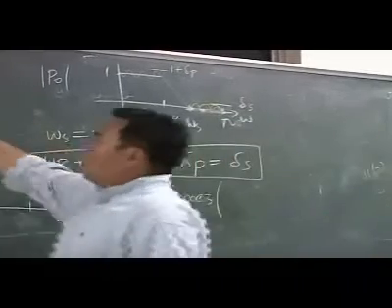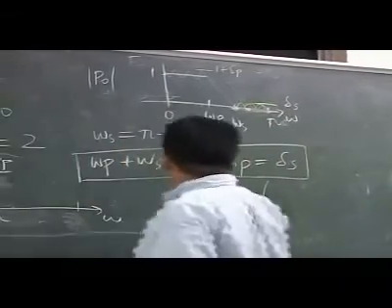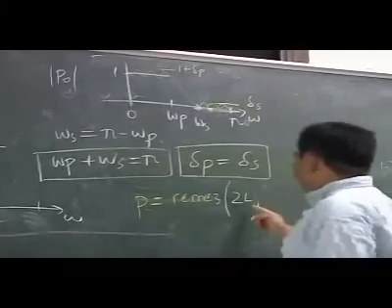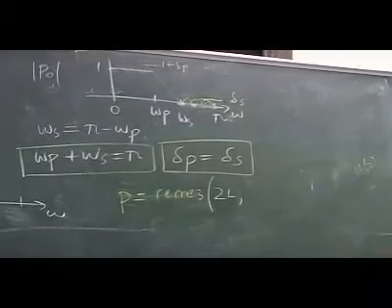Order here is 2L, right? L is here. Order is 2L. Take L to 5, that will be 10. Okay?